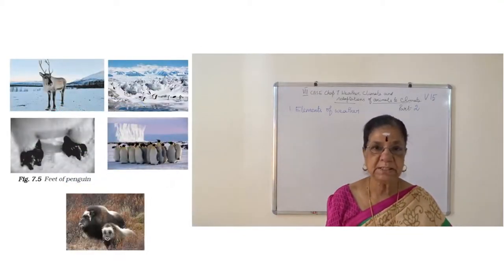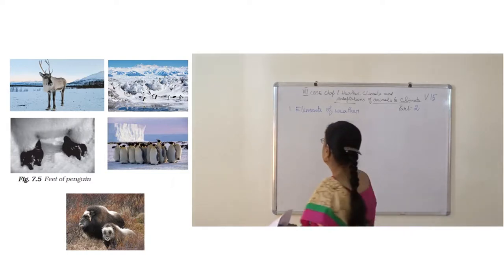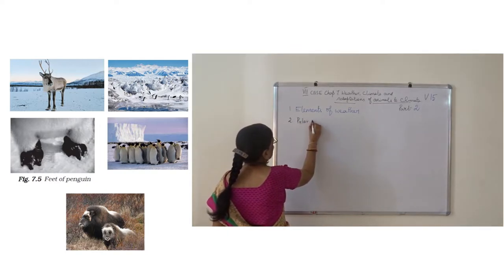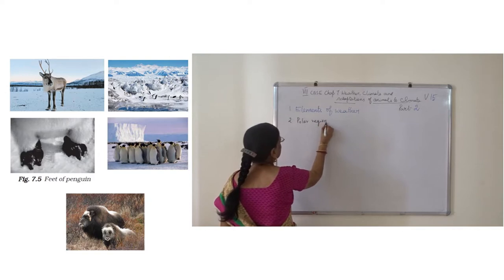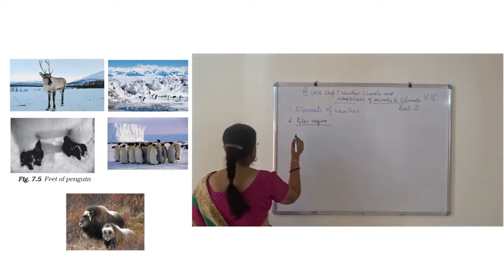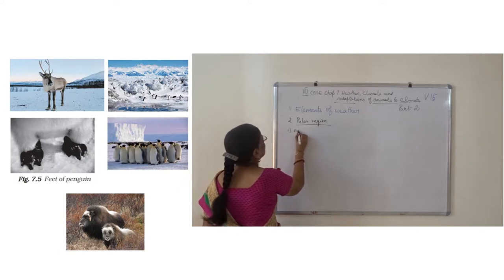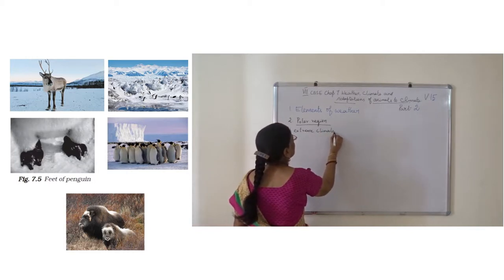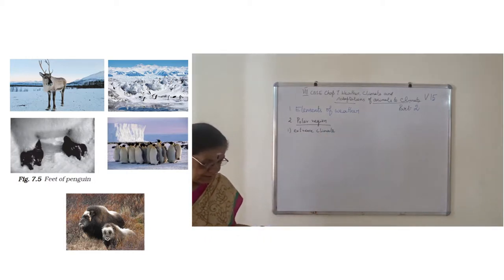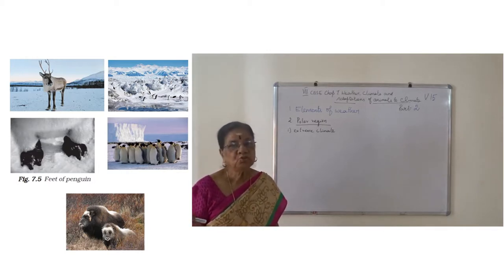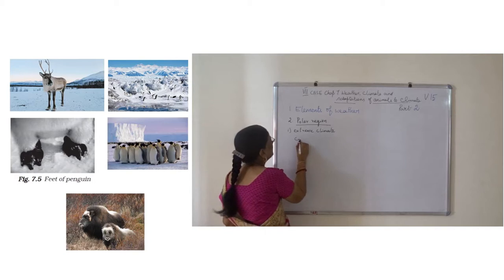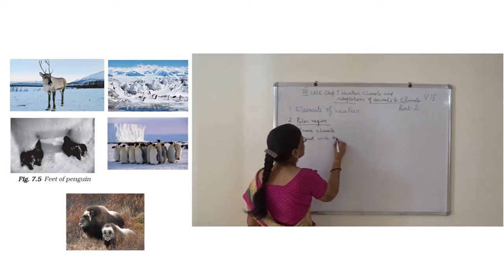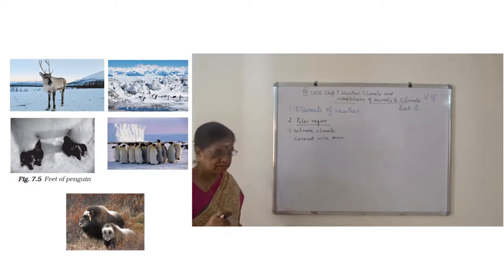Now, the polar region. What are the factors that we are talking about? First, the polar region has an extreme climate. It is covered with snow for most part of the year. This is the extreme climate, covered with snow.